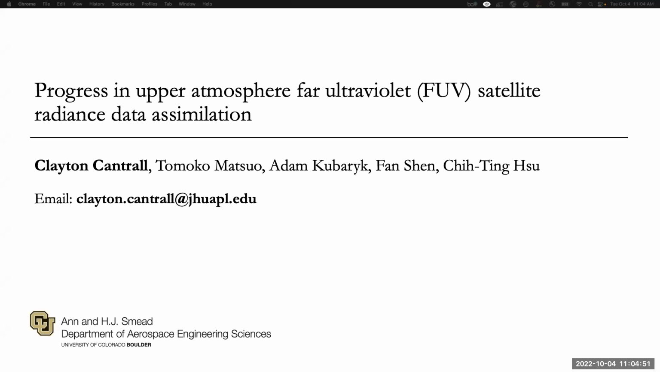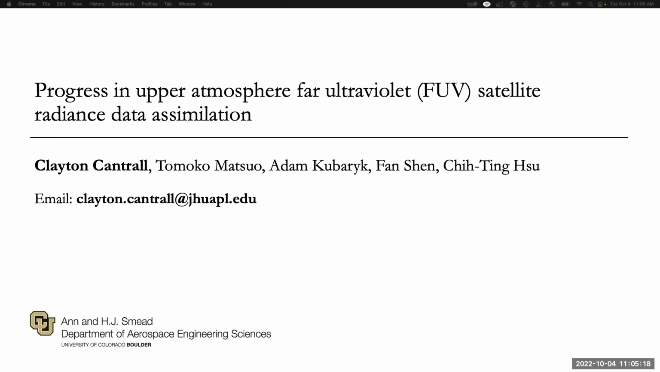Today I'm going to talk about progress being made in upper atmosphere far ultraviolet satellite radiance data assimilation. And I know that's sort of a mouthful, but what it is basically saying is that we are simulating far ultraviolet radiances that are emitted from the upper atmosphere, mostly the thermosphere. And they're measured by instruments on satellites. And by assimilating these radiances, we are looking to improve thermosphere specification.